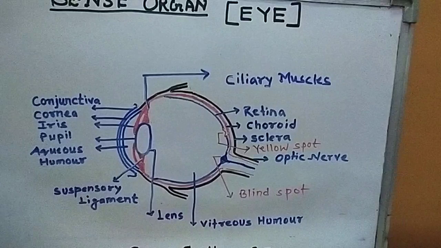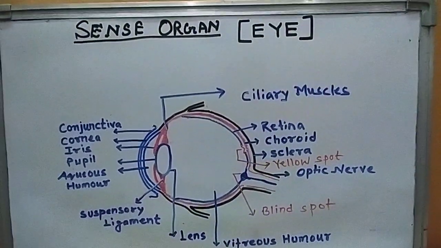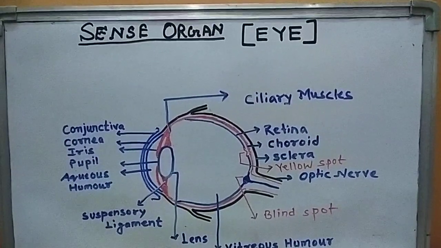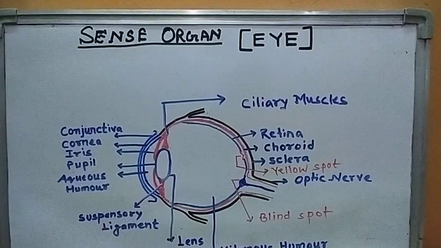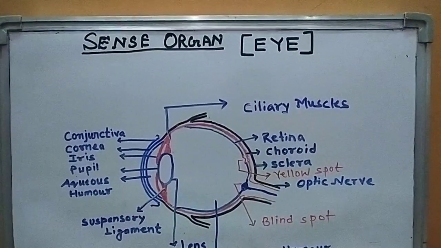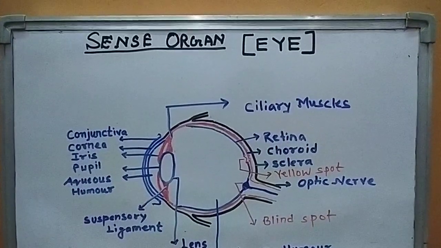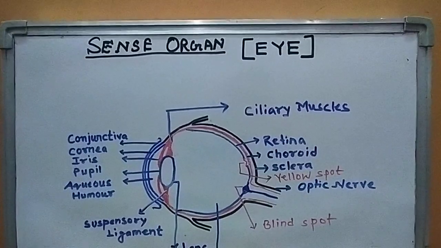The next layer is called the choroid layer or the vascular layer, which has blood vessels in it and provides nourishment to the eye. It also has a dark pigment called melanin, which prevents light rays from reflecting and scattering inside the eye. Now, in front of the eye, the choroid expands to form the ciliary body, which has circular muscles, and these muscles help in altering the shape of the lens.